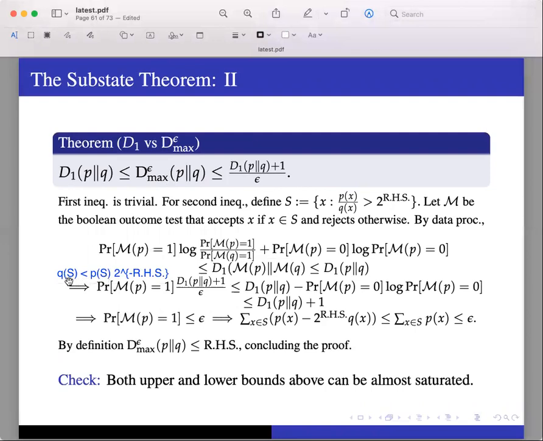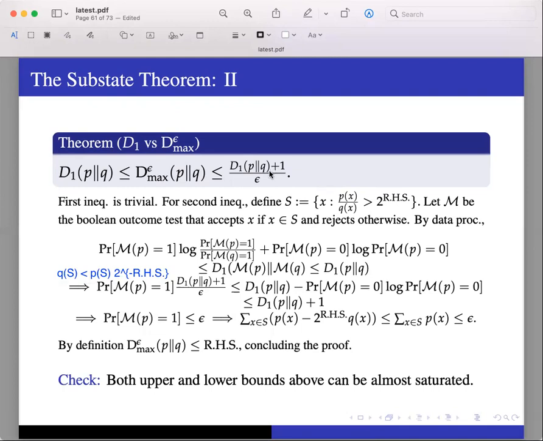Is this comment clear? Why QS is less than PS times 2 to the minus RHS? Just follow. RHS is D max epsilon, or RHS of D1, is D1 PQ over epsilon. We are proving the second inequality, so it is the RHS of the second inequality. The first inequality was trivial.